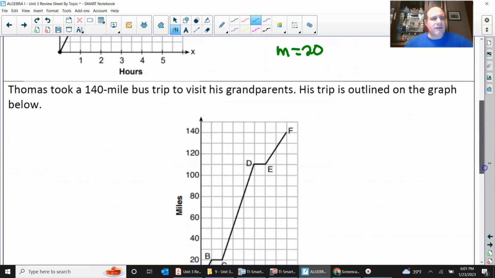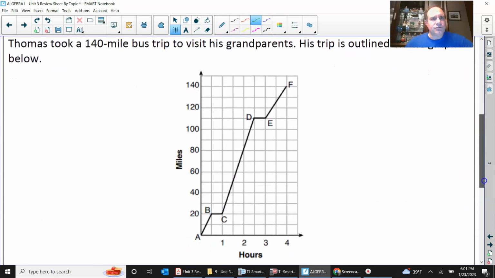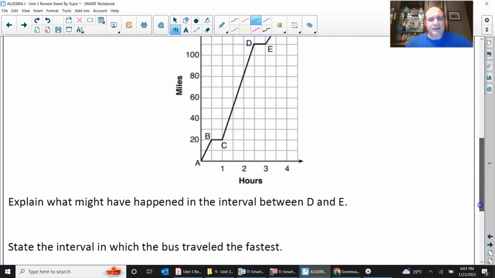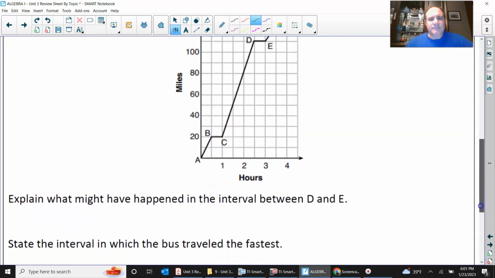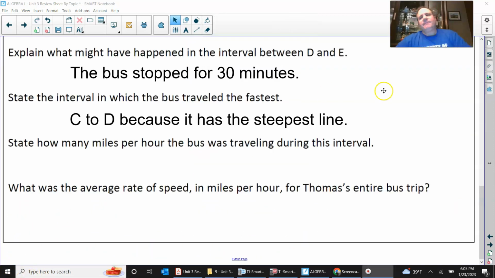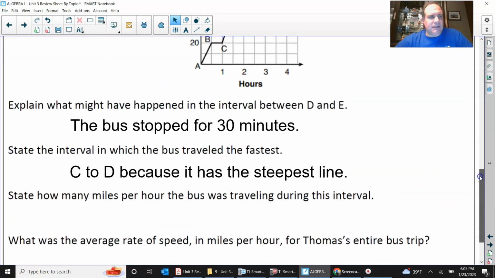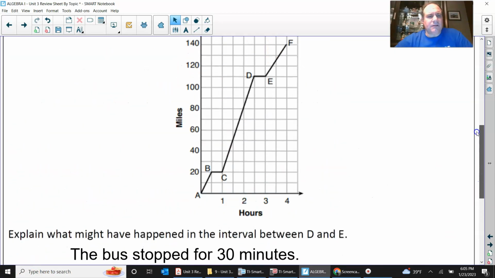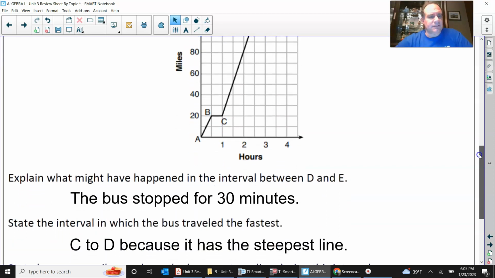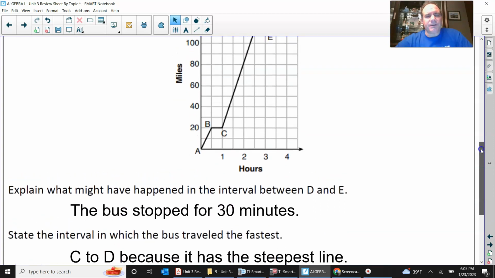Thomas took a 140-mile bus trip to visit his grandparents. His trip is outlined on the graph below. Explain what happened between interval D and E. Okay, the bus stopped for 30 minutes. You could tell right here. The bus stopped for 30 minutes, maybe at a rest stop or something like that, just to take a break, maybe some fuel. People got off, and all that.